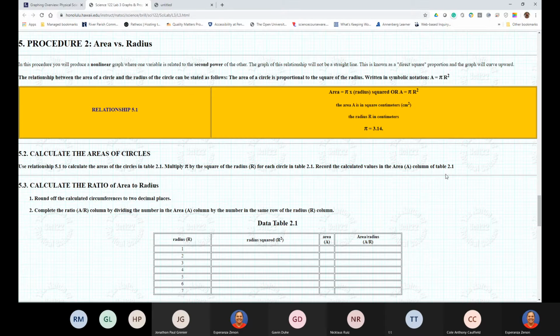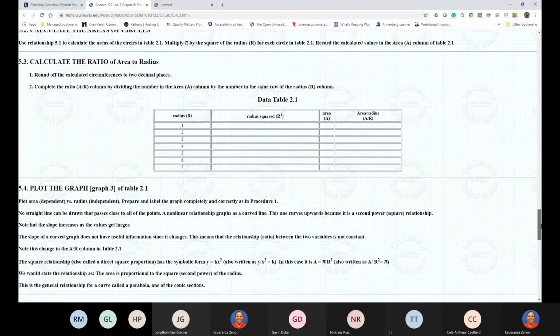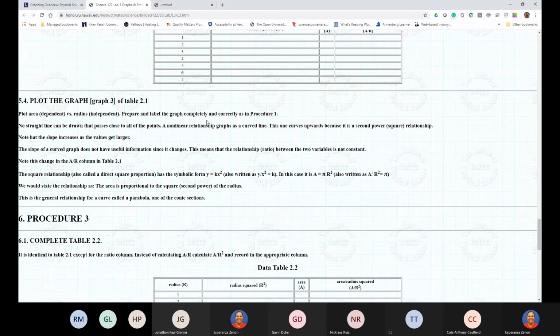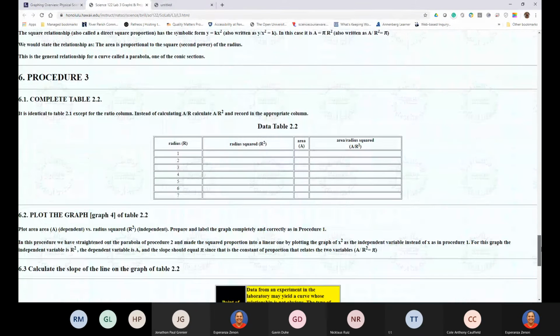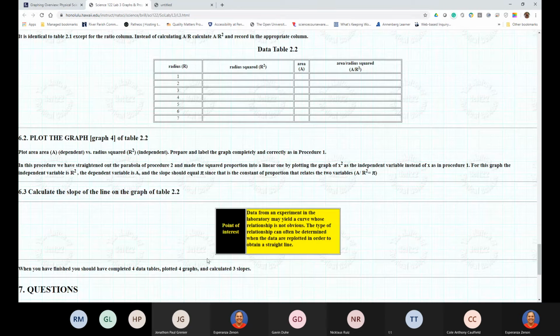Section 5. So you got some information that you need to slow down and read, and then you're going to be filling in this table. Please pay attention to units. Okay. Then 5.4, you're going to make a graph for that table. All right. Now, that takes you then to section 6. Read it, complete the table, make a graph, calculate the slope.